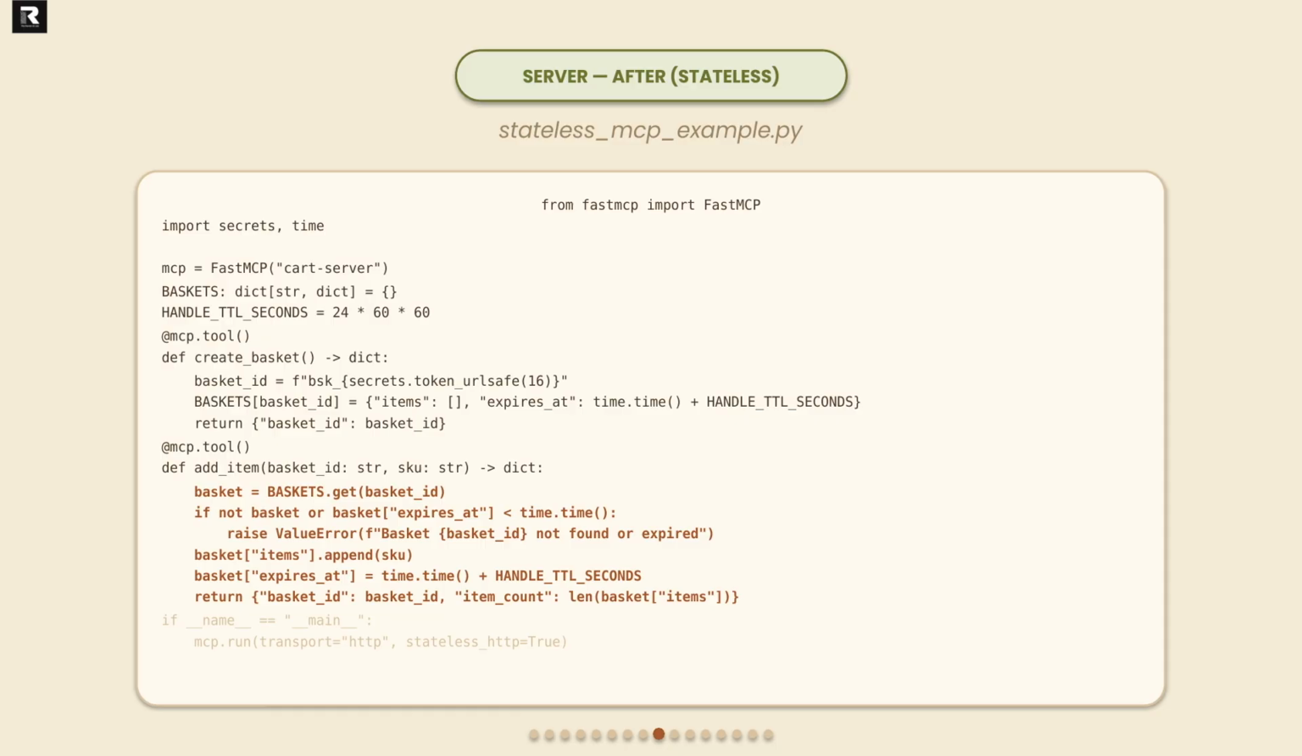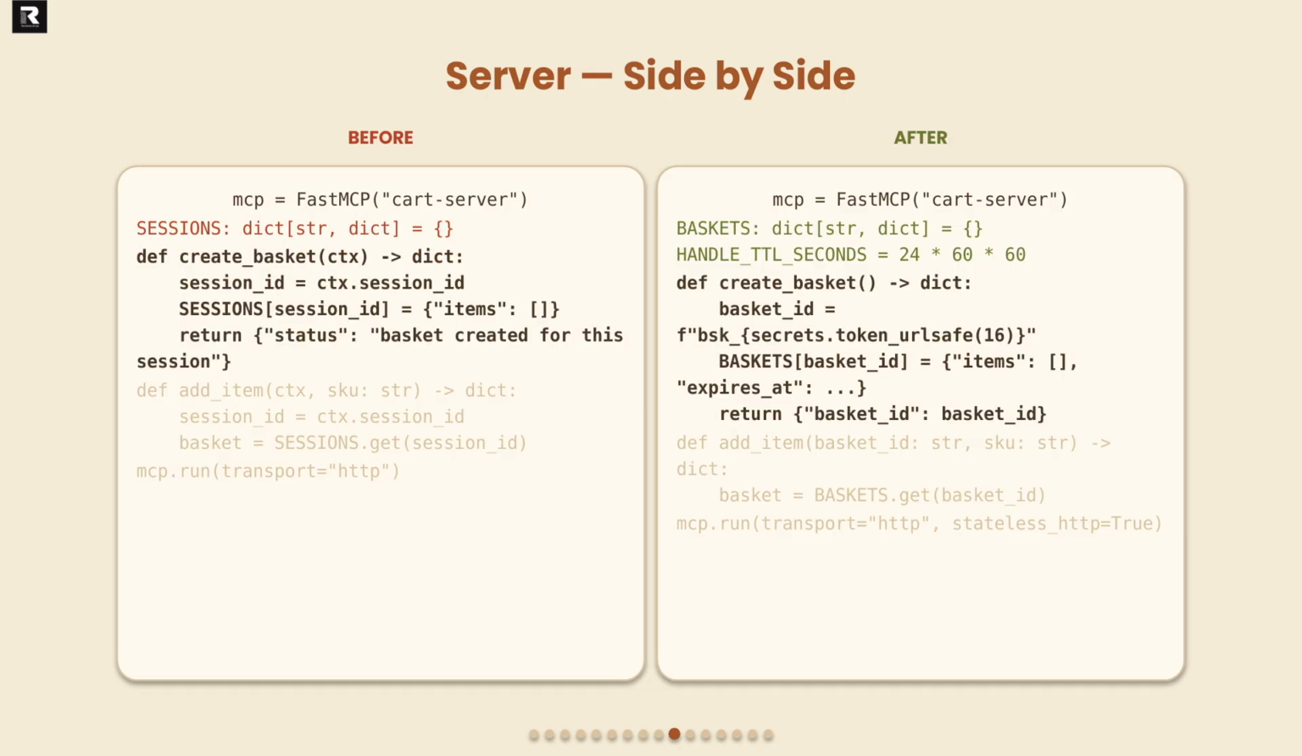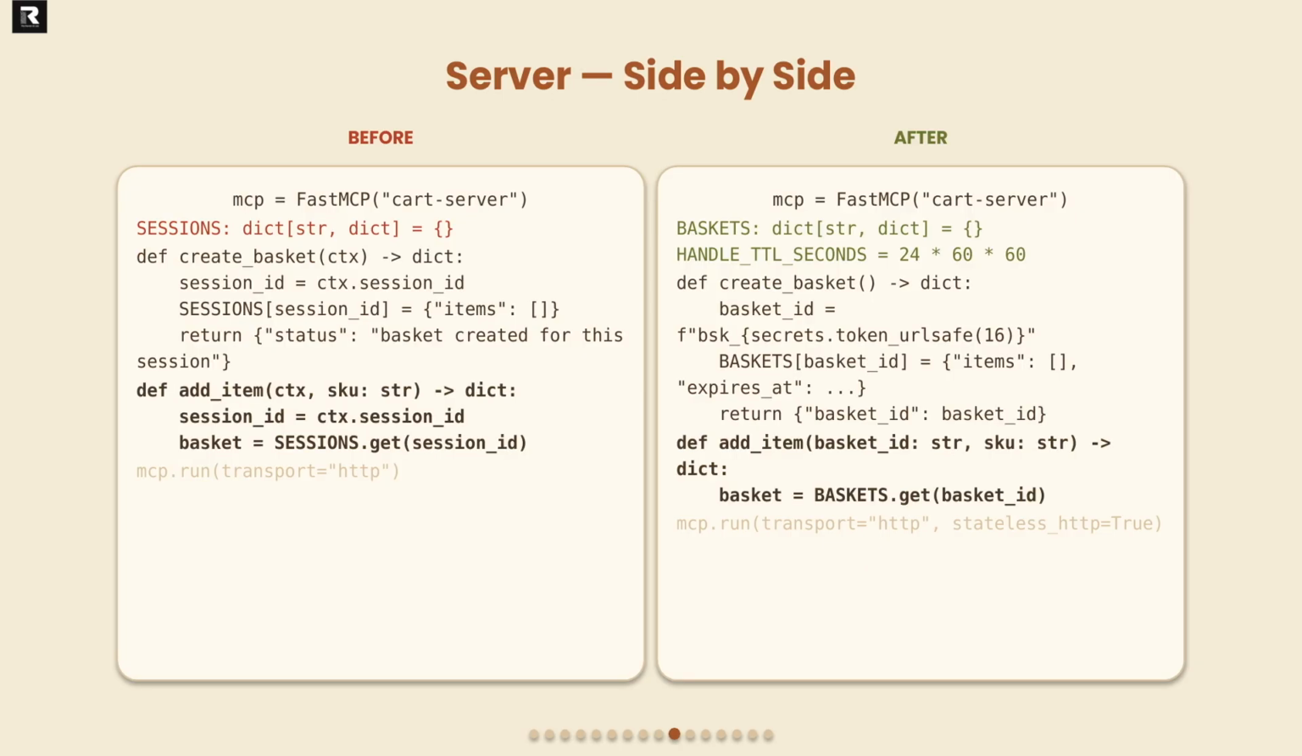And here's the actual toggle, the one line that matters. Stateless HTTP equals true on the run call, not on the constructor. That's the entire server level change. Constructor, side by side, identical. This surprised me too when I first got this wrong and had to fix it. The state store, session keyed, becomes handle keyed, plus a TTL. Create basket, an implicit session, becomes a minted handle, returned to the caller. Add item, CTX becomes basket ID, a plain argument. And the run call.